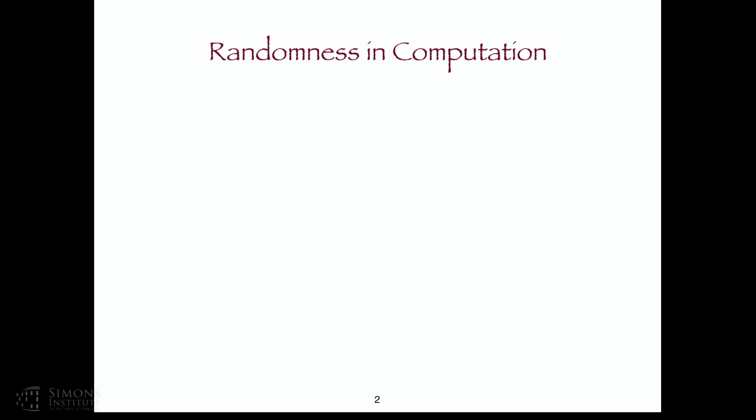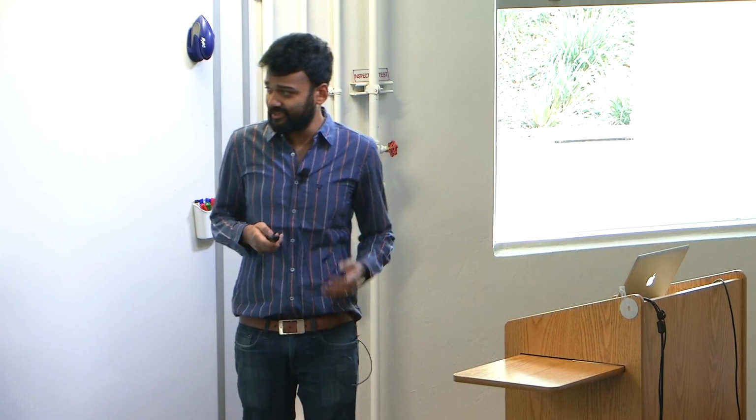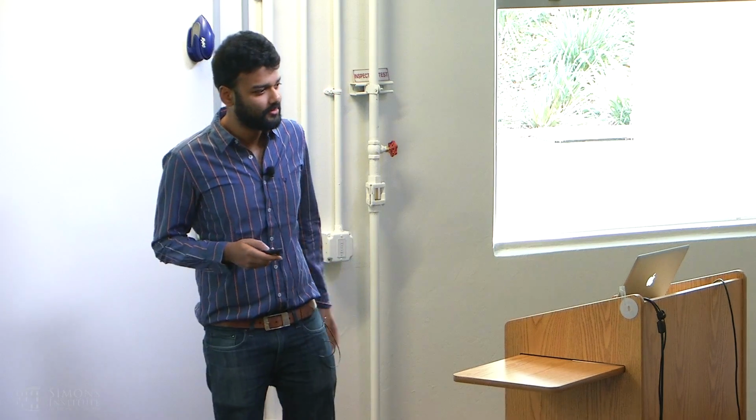All right, so as we all know here in this workshop, randomness is important, and we are trying to reduce it. It's widely used in a bunch of areas in computer science, like algorithms, cryptography, distributed computing, data structures, and many more.